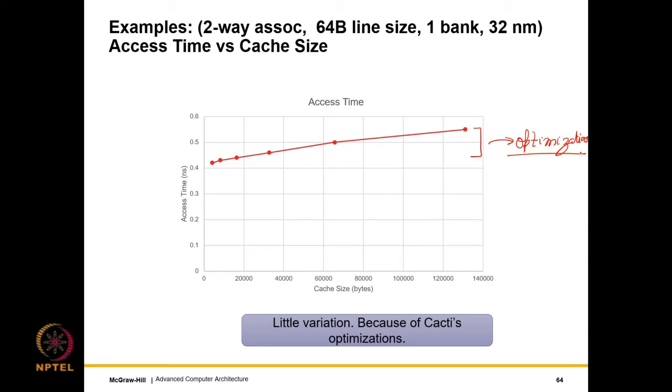Right? The access time is increasing from 0.4243 nanoseconds to 0.55 nanoseconds. And this increase is mainly because of the additional wire routing and decoding overhead of finding the right subarray and merging data and so on. But this is minimal as compared to what you would otherwise expect. And this is only because of the optimizations that Cacti has.